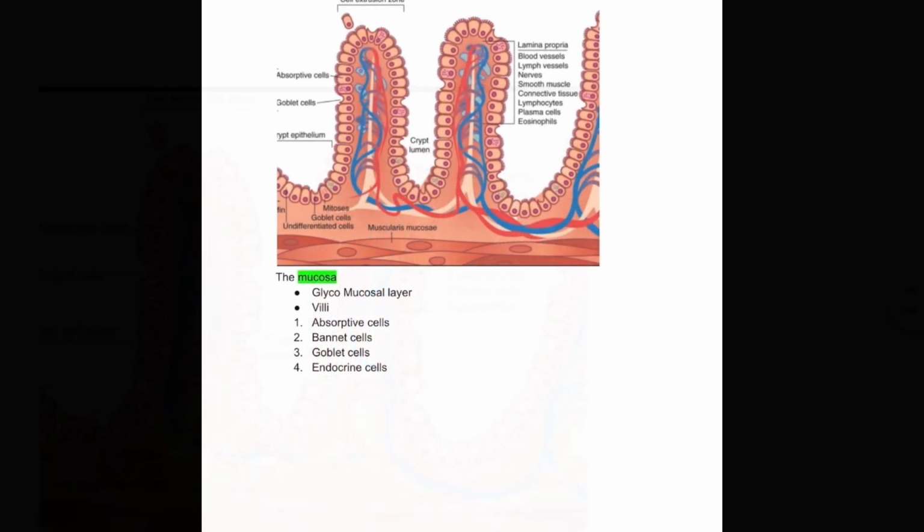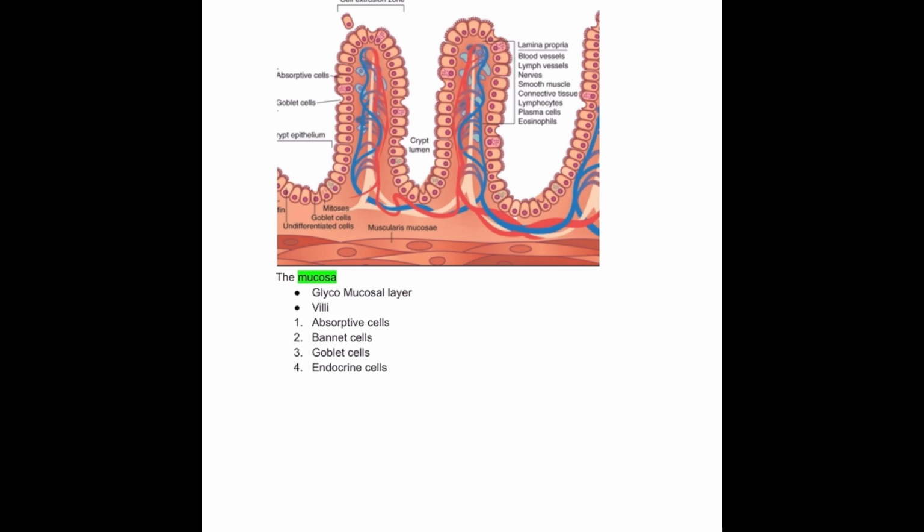Here is a closer look at the mucosa. It regenerates every 3 to 5 days. Here we can see the intestinal villi with the glycomucous layer. On the outside, we can see the absorptive enterocytes with Paneth cells that secrete lysozymes, and we can see goblet cells and endocrine cells.